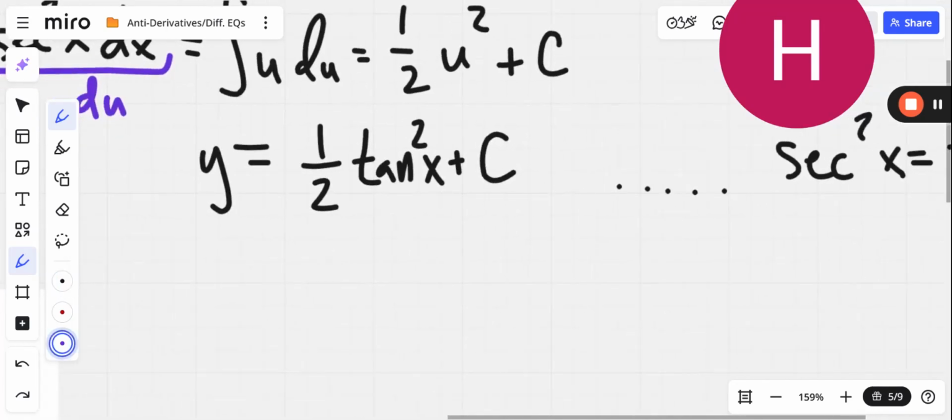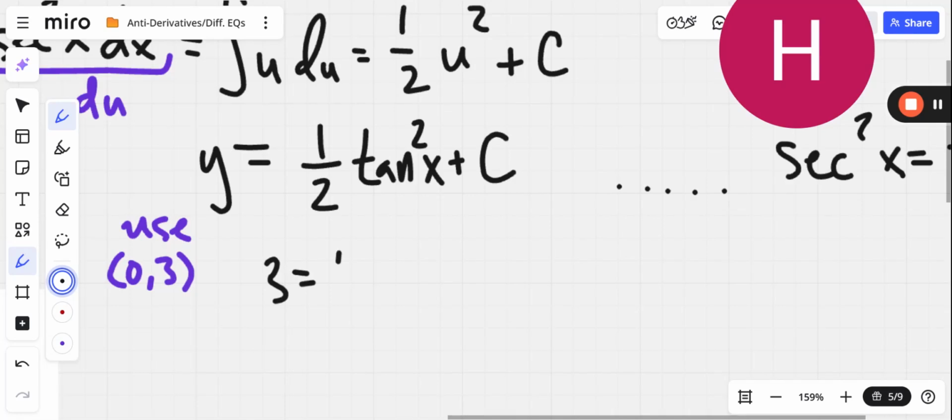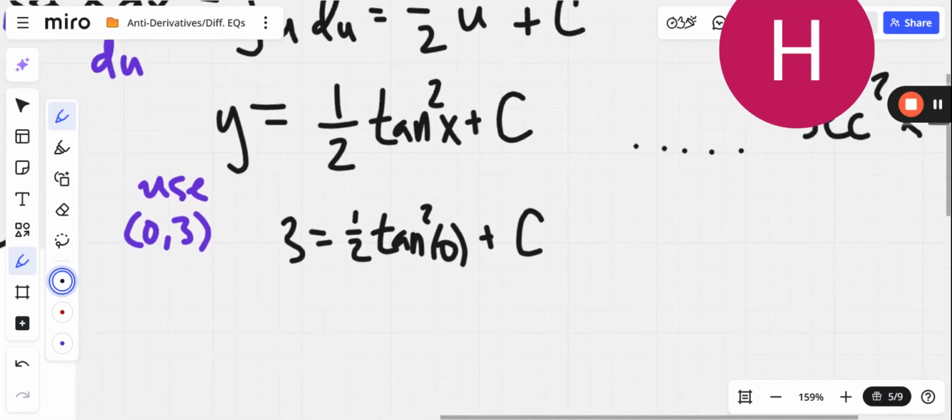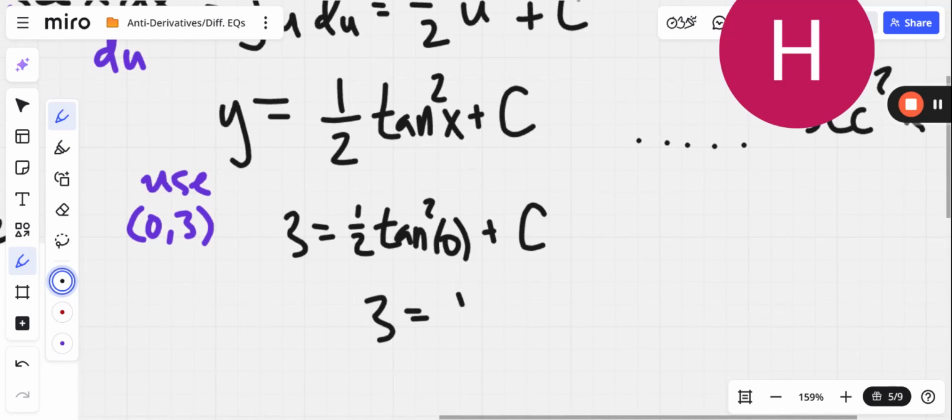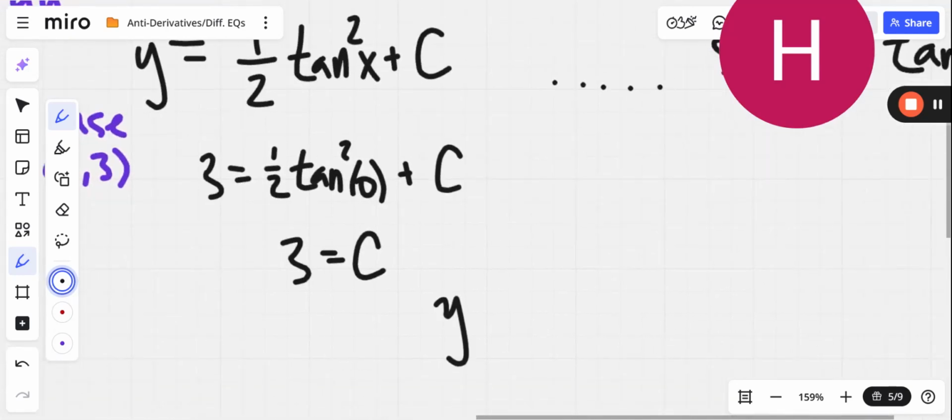So let's use the initial condition again on this function, which is written slightly differently with tan instead. And we say 3 equals 1/2 tan squared of 0. Tan of 0 is just 0, so tan squared is 0. And here we get c equals 3. So an equivalent function is that we have 1/2 tan squared plus 3.